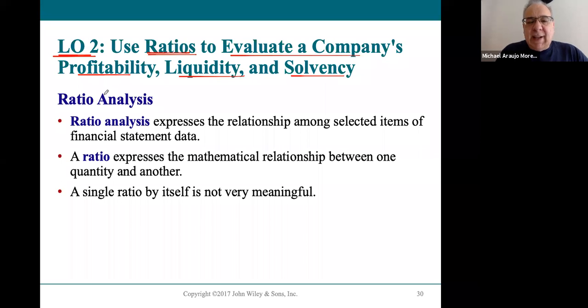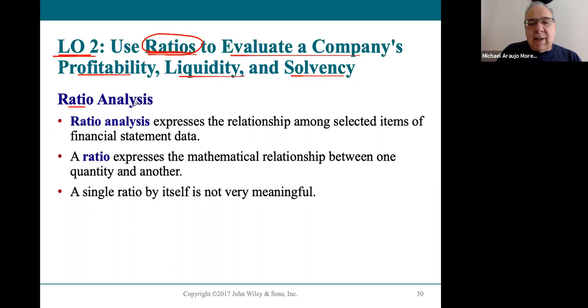So first of all, just the idea of a ratio sometimes confuses people. It's basically a relationship between two numbers, and the numbers you have been compiling on the income statement and the balance sheet are the numbers we use to do our ratios. Okay. So you're going to learn very specific ratios, but the numbers are going to come from the statements.